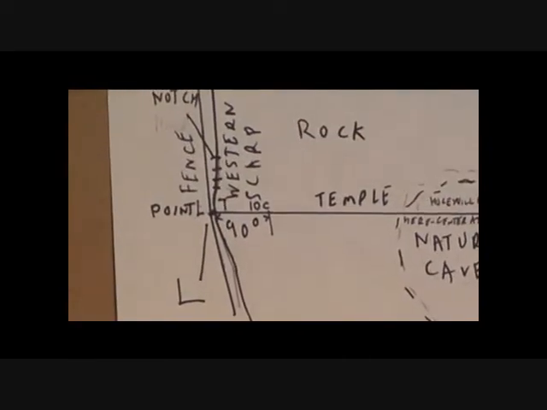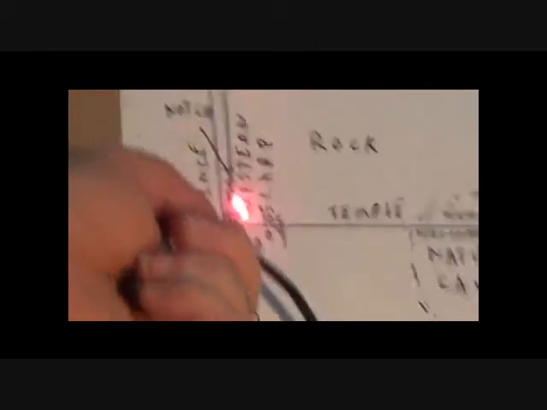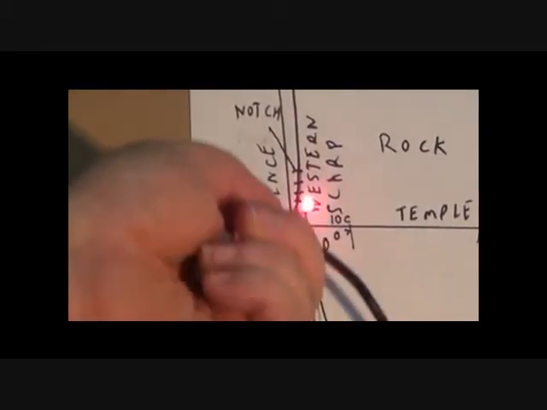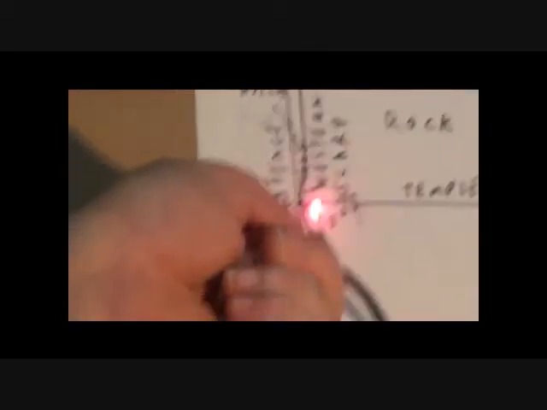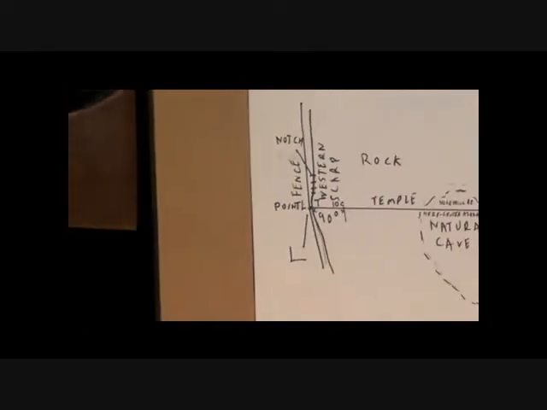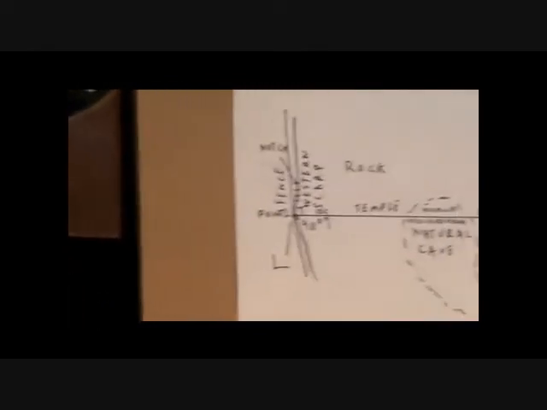If you were to look down at the rock, you would actually see the rock has a bow shape to it. As you can see in the picture, that bow shape is marking the axis of the temple.